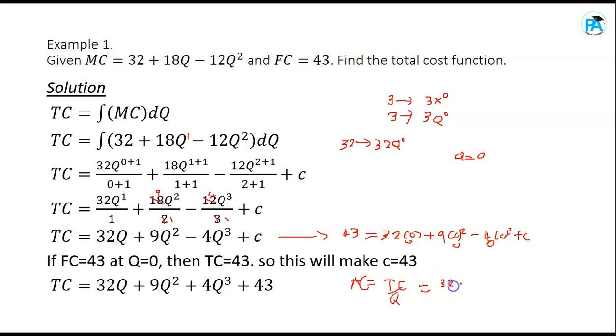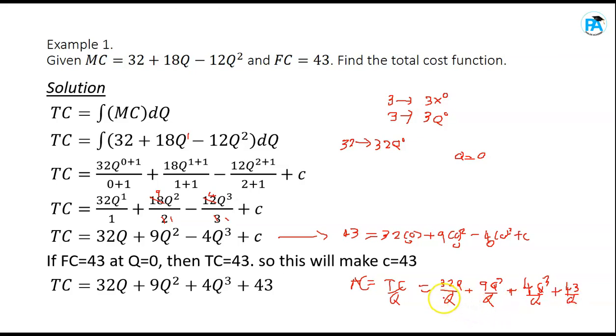So that's going to be 32q divided by q, plus 9q squared divided by q again. You divide through by q. Plus 4q cubed divided by q, plus 43 divided by q.